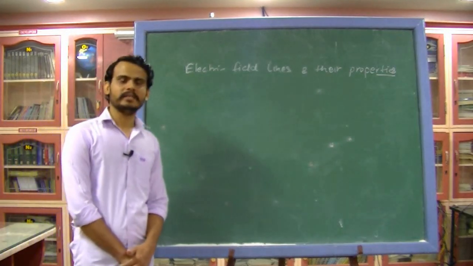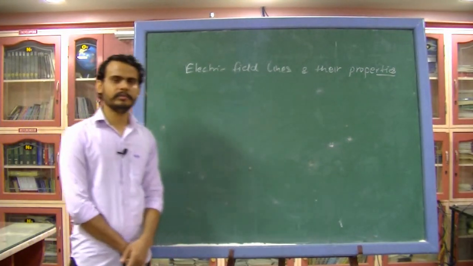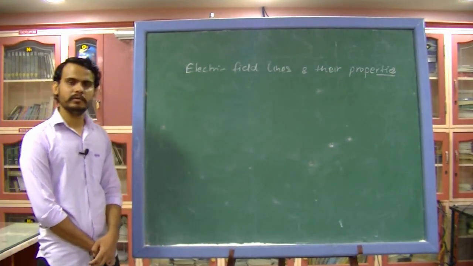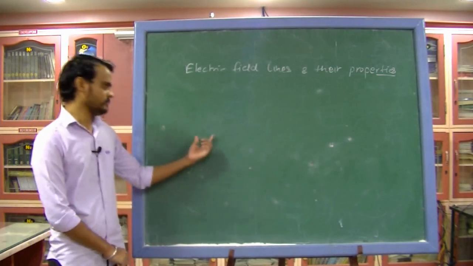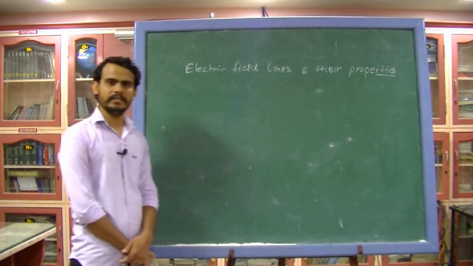So we have seen electric field lines and their properties. In those properties, till now we have written 4 properties. Out of those 4 properties, 3 properties are important. First one, which is electric field lines originate from the positive charge and they terminate on the negative charge.